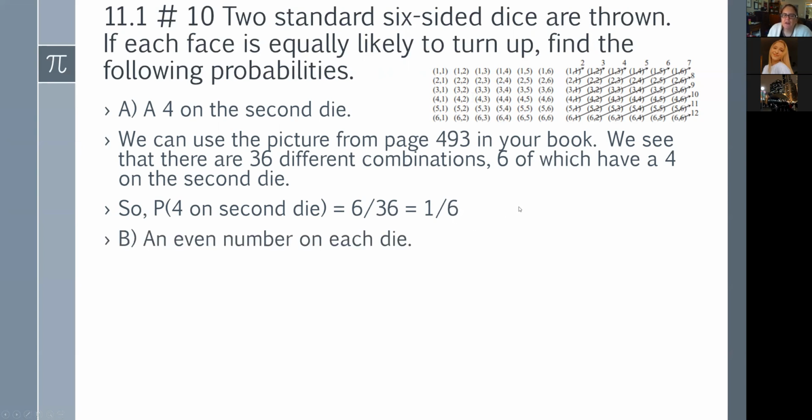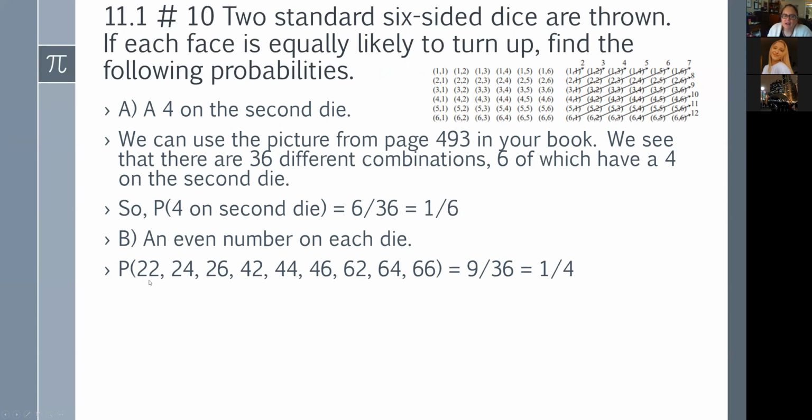Part B, the probability of getting an even number on each die. So we could get a 2 and a 2, or a 2 and then a 4, a 2 and then a 6, a 4 and then a 2, a 4 and a 4, a 4 and then a 6, a 6 and then a 2, a 6 and then a 4, or a 6 and then a 6. So there's 9 different ways for it to happen out of the 36 different possible outcomes, and that reduces down to 1 out of 4.